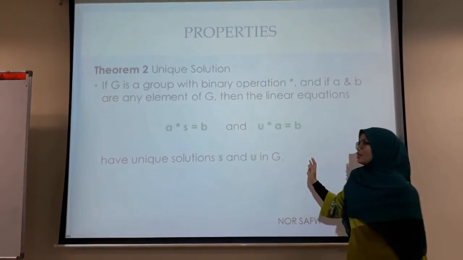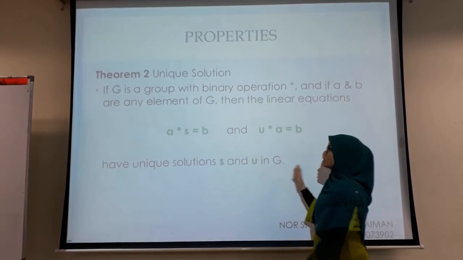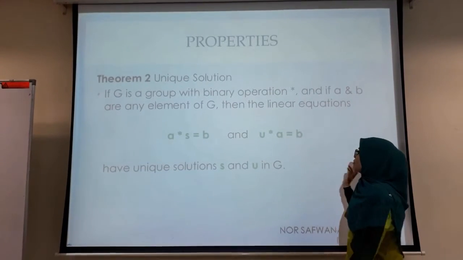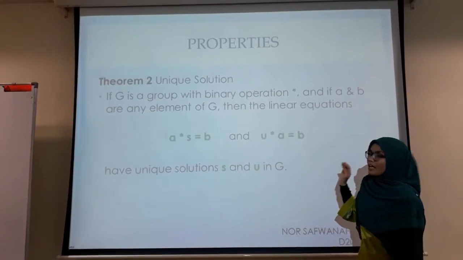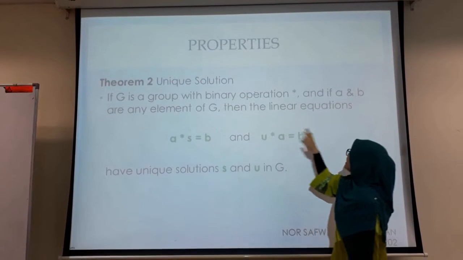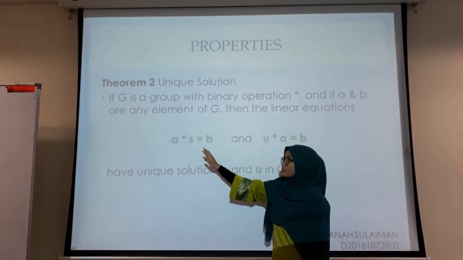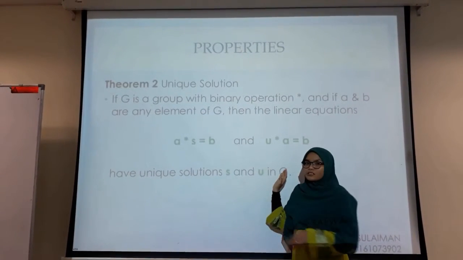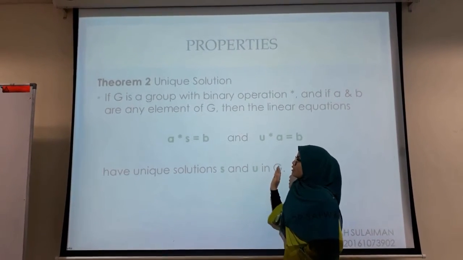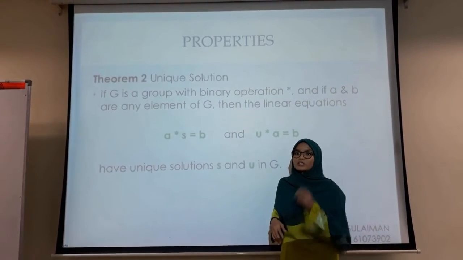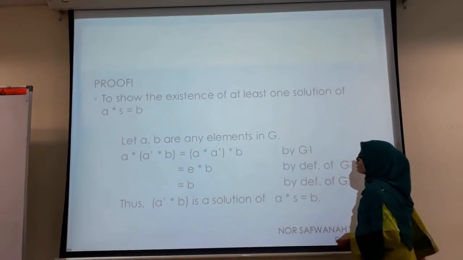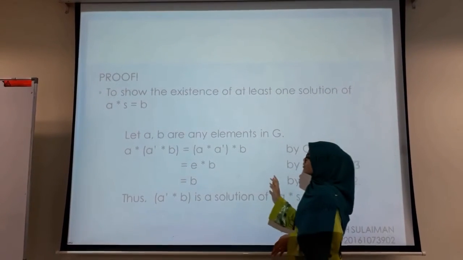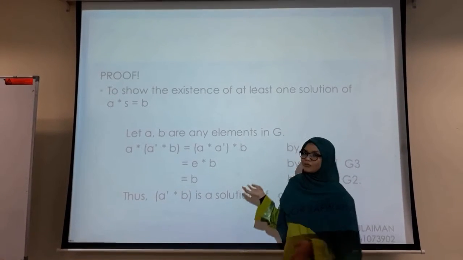The next theorem, the next property, is unique solution. If G is a group that has a binary operation star, and if A and B are elements of G, then the linear equations A star X equals B and Y star A equals B have a unique solution. This is the example of how to prove the existence of unique solutions.